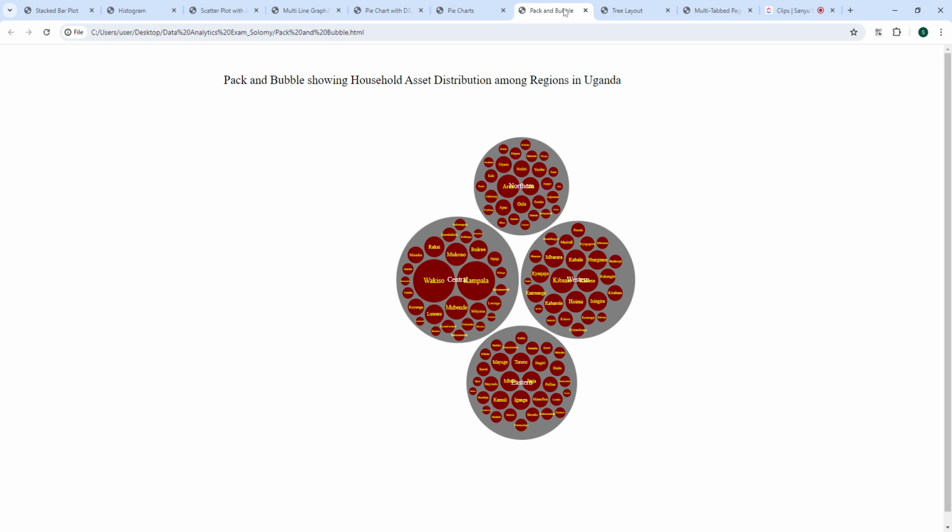I also created a pack bubble chart. This one I used clusters, the pack layout, and the bubble layout. The cluster layout is our root node. They are the big circles, and I named them northern. You see that northern has the figure 2,605,284 household assets. Same to central.